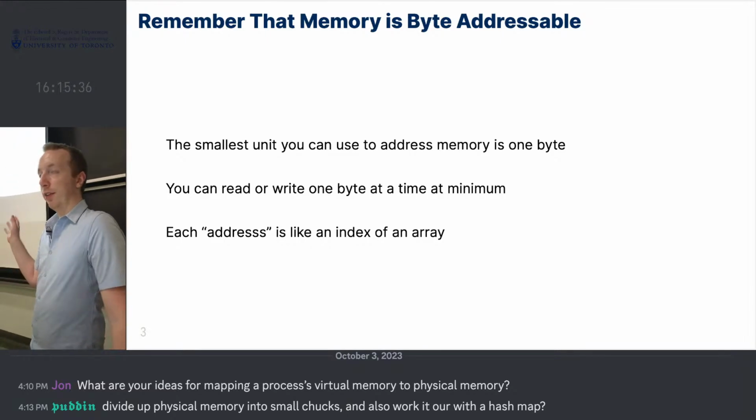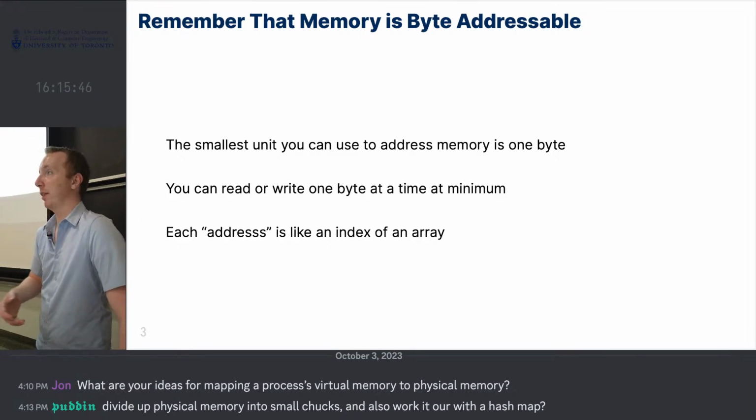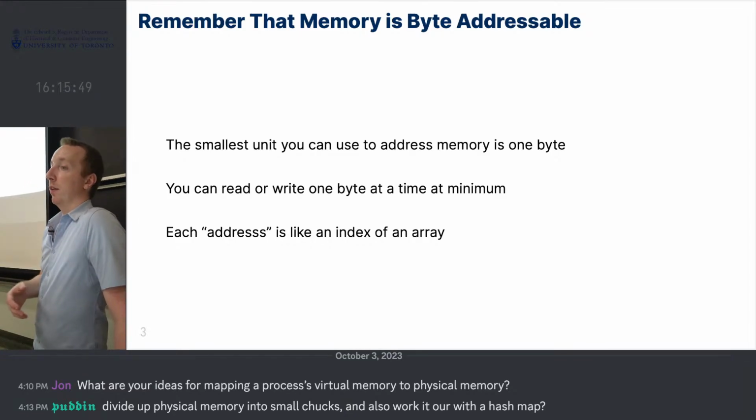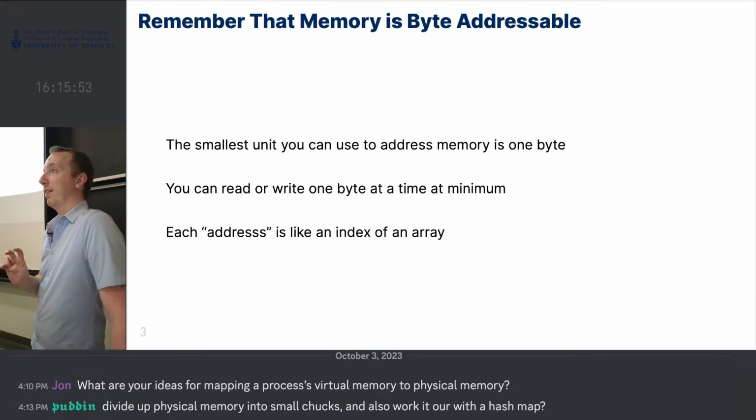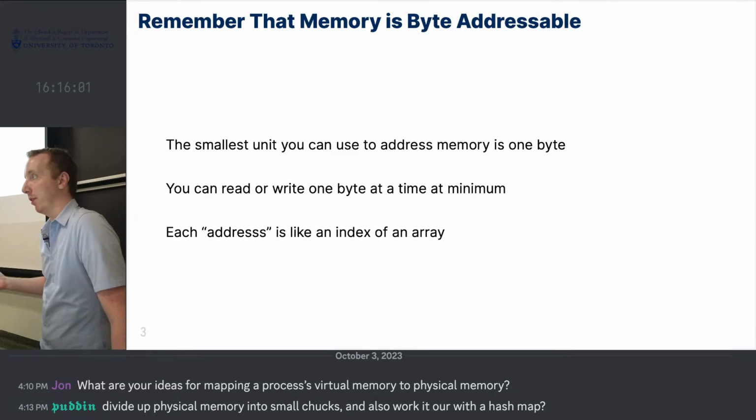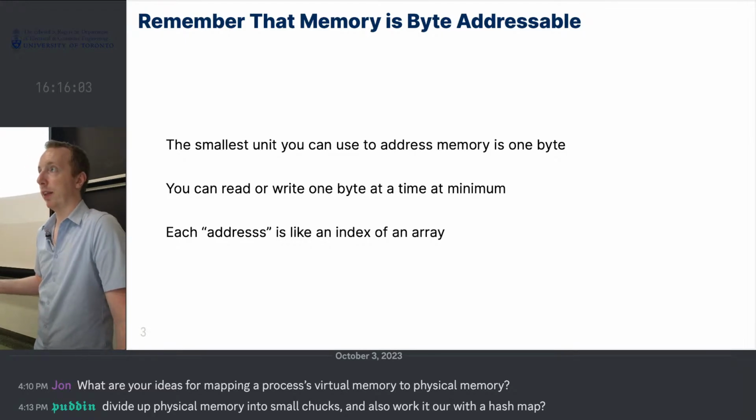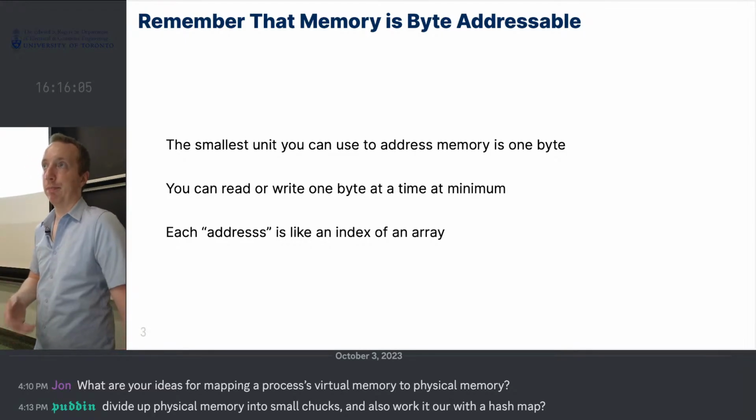So here's just so we remember, memory is byte addressable. The smallest unit, every address represents a single byte. You can read or write 1 byte at a time minimum. You can't just access individual bits. You just get 1 byte at a time. So you can think of an address as just an index into a byte array. Each address uniquely identifies a single byte. Memory is basically just one big array of bytes, if you want to think of it that way, with the address being the index.